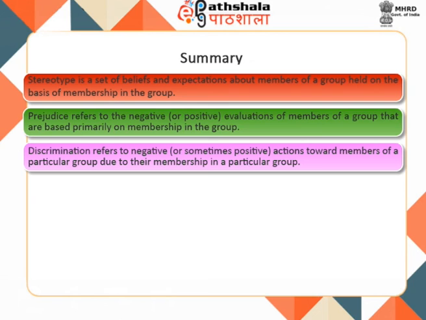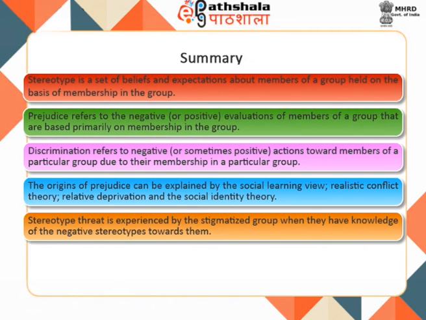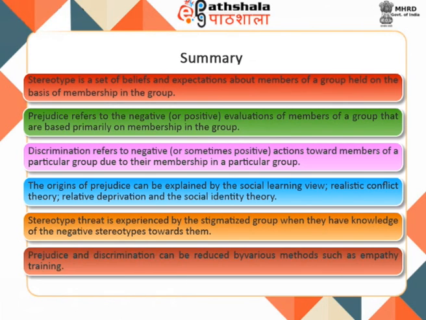Discrimination refers to negative or sometimes positive actions toward members of a particular group due to their membership in that group. The origins of prejudice can be explained by the social learning view, realistic conflict theory, relative deprivation, and social identity theory. Stereotype threat is experienced by the stigmatized group when they have knowledge of the negative stereotypes people have towards them. Prejudice and discrimination can be reduced by empathy training, intergroup contact, jigsaw technique, decategorization, recategorization, etc.